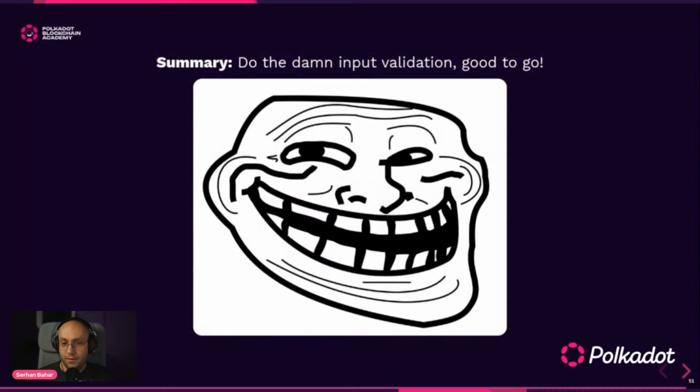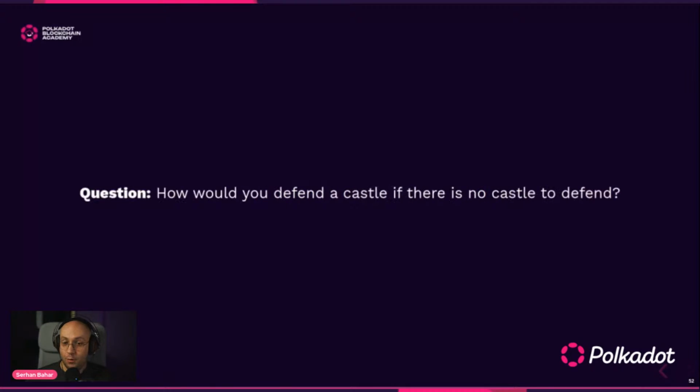So, as a summary, it's very easy to do security, just do the input validation. It's good to go. Of course, it's not the case, but I have a question for all of you. Of course, there is no correct answer as far as my knowledge goes today. So, how would you defend the castle if there is no castle to defend?